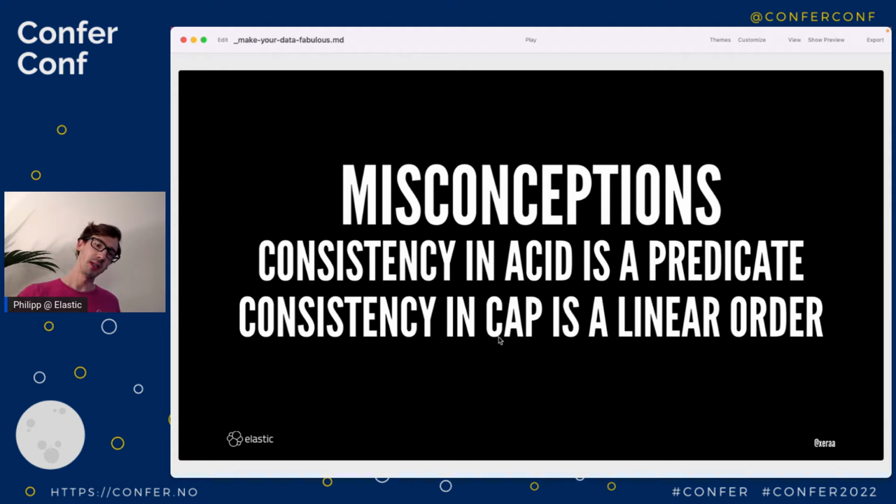Whereas the consistency in CAP is a linear order. So it's basically saying that how operations are applied has a linear order, and that is the consistency in the system, which is a bit unfortunate that there are two, and they mean different things. But ACID has a different meaning of consistency than CAP.